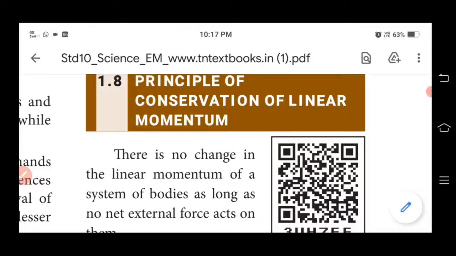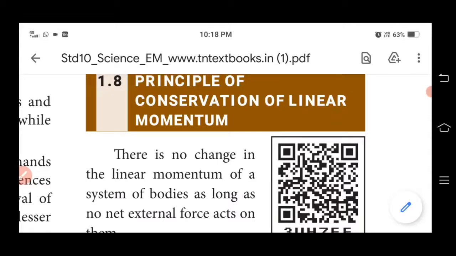Good morning, students. Now we are learning our first lesson, laws of motion. Students, in our last online class, we saw impulse and Newton's third law of motion.